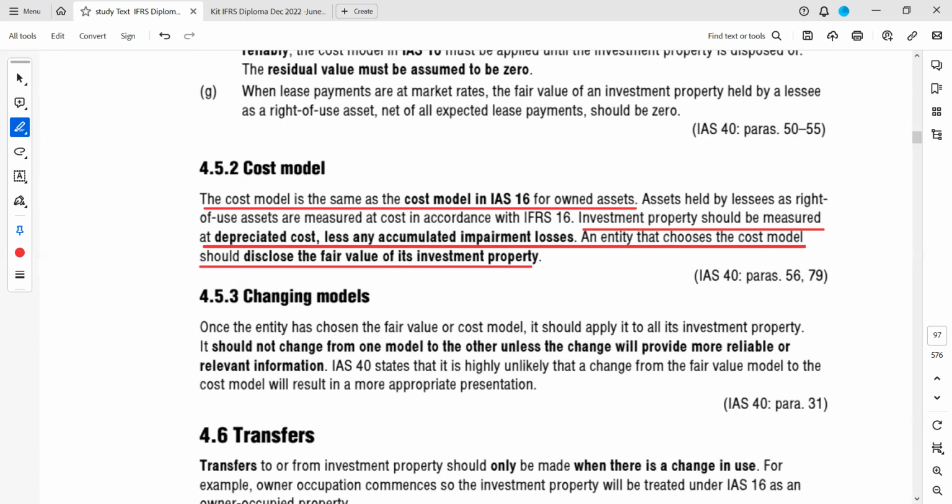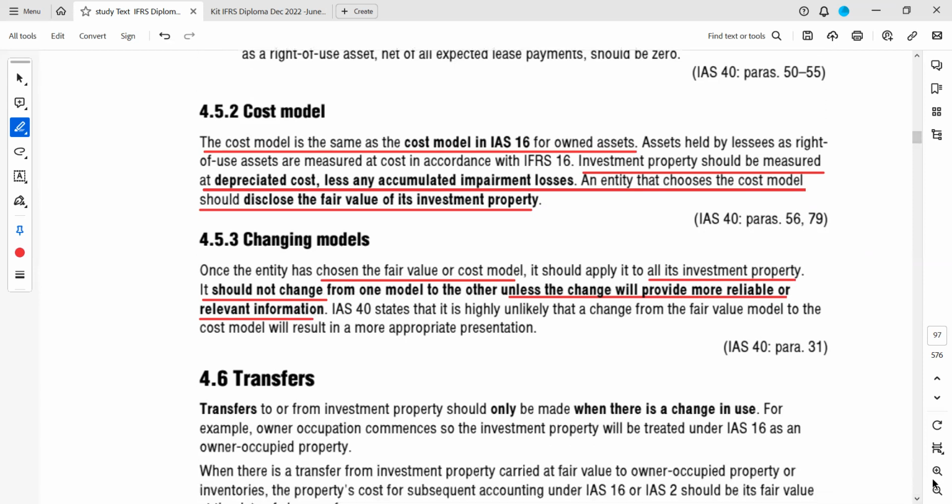Now, once a model has been adopted, can we change that model? Once the entity has chosen the fair value or cost model, it should apply to all its investment property. It should not change from one to another unless the change will provide more reliable or relevant information. In short, the purpose must be defined that why you are changing. For example, if you have already opted cost model because of the unavailability of the fair value, and now the fair value is reliably measured and you want to transfer to fair value, then this is a justification that cost model can be transferred to fair value model.